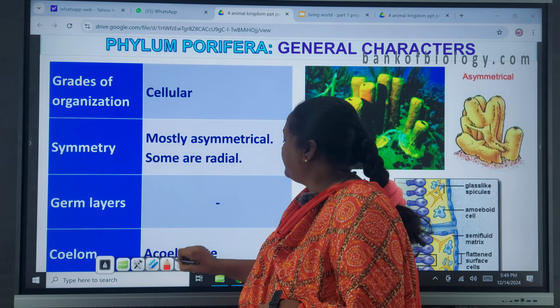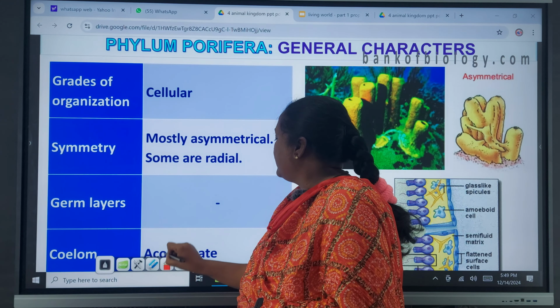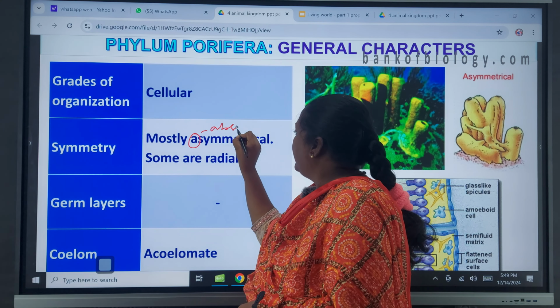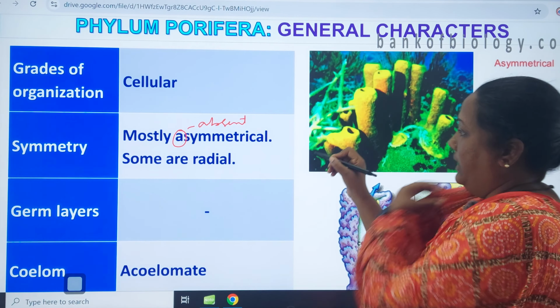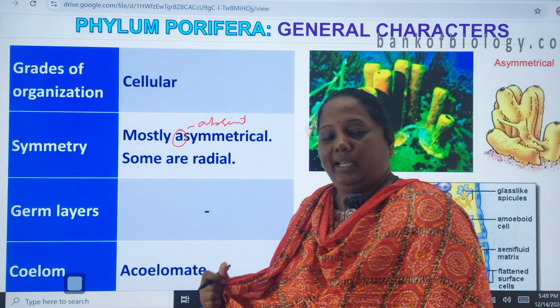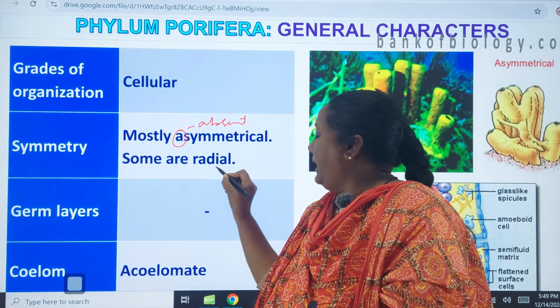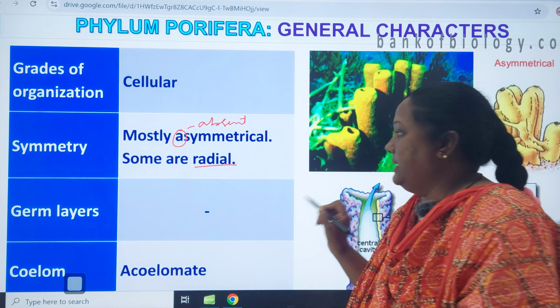A refers always to absent. Here, symmetry is absent in poriferans mostly. Okay, some are radial. What is radial symmetry? A plane, we can cut any plane into more than two halves. Okay, that is the radial symmetry.